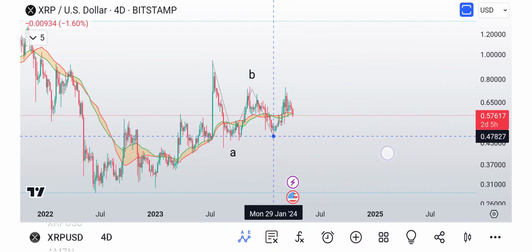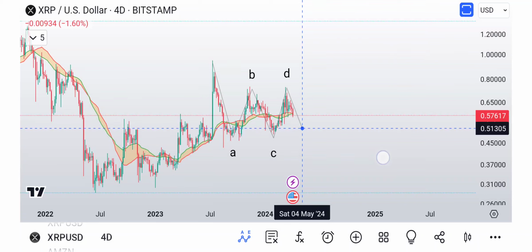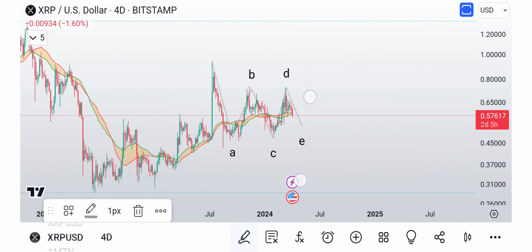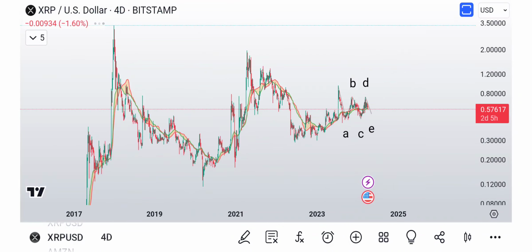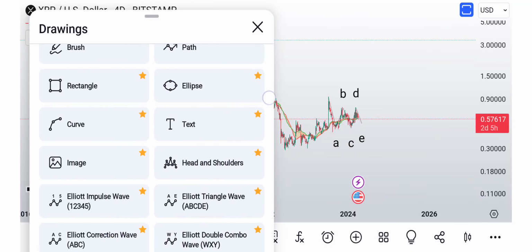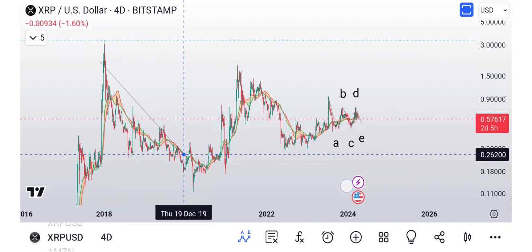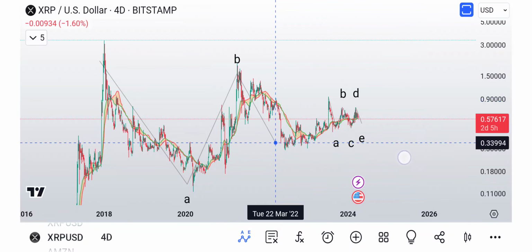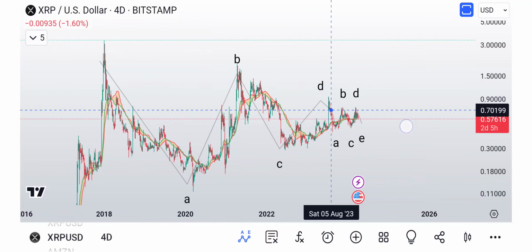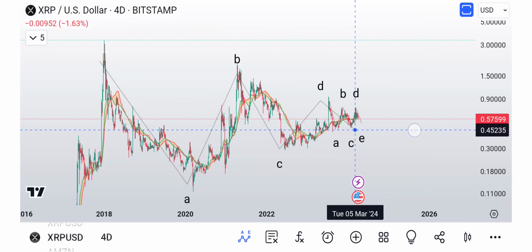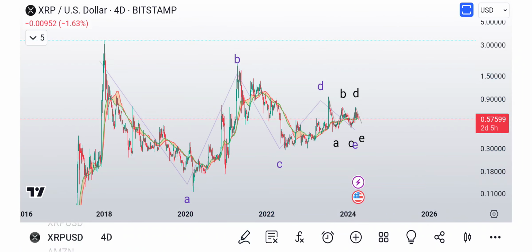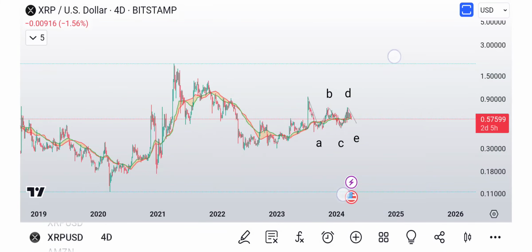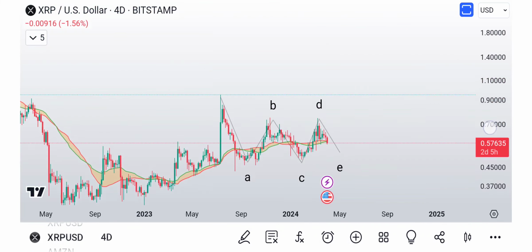We have a B, we have a C, we have a D, and now we're getting that wave E. So we're almost finished. If this is the idea that this E wave is a contracting triangle itself, so A, B, C, D, and this whole thing is E itself, then that could be a potential scenario, and I've talked about that many times.